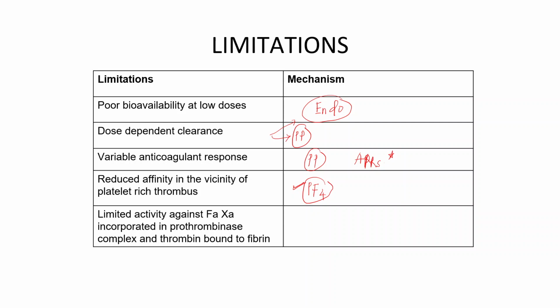Then limited activity against factor 10A incorporated in the prothrombinase complex. This prothrombinase complex will have activated platelets, so that's why it will reduce the effect of heparin through the platelet factor 4. And also they have limited activity against thrombin which is bound to fibrin, because of their limited access to catch the thrombin. Okay, so these are all the limitations. This we have already discussed.